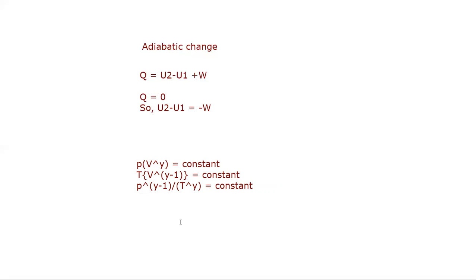For isothermal, the formulas are PV is constant, V by T is constant, and P by T is constant. Remember? And now this is for an adiabatic change. Okay.